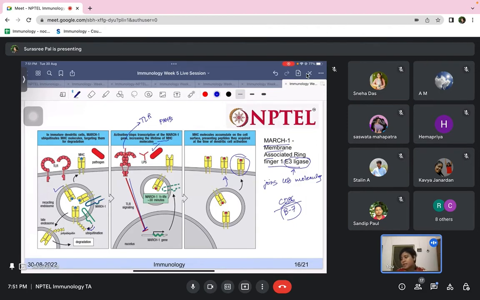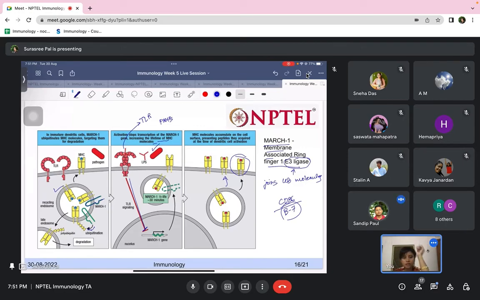Alright, so this is the transport of these activated cells. Once it expresses the MHC class 2 molecules with the antigenic peptide, how it will be transported to the T cells, and what happens in between. So this is the importance of the role of E3 ligase March1.